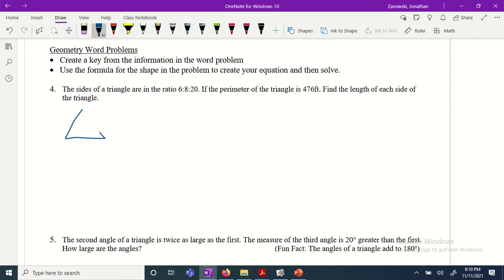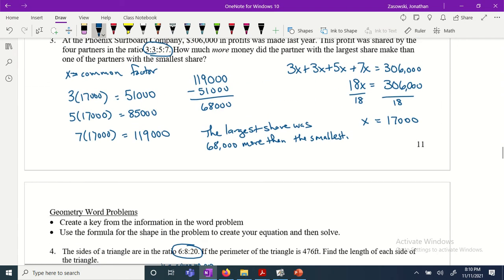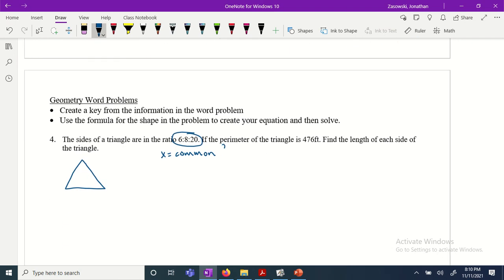So we know in the triangle, and once again, we have a ratio. So we're going to say let x equal our common factor. What are we multiplying by to get to the larger amount? And then each of the sides. So this side is 6x, this is 8x, obviously not drawn to scale here, and then this is 20x. So this might look a little bit different, a little bit more like something like that.